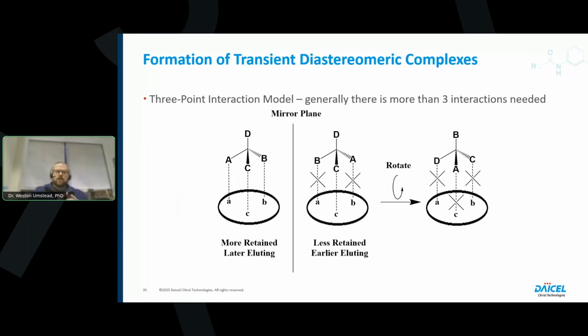So you have a stronger energy of binding of that complex when it forms, higher energy, more retention, later elution. On the right-hand side, same functionality, non-superimposable mirror images though, so oriented differently in space. The energy of that binding is different, therefore lower energy, less retention, earlier elution.